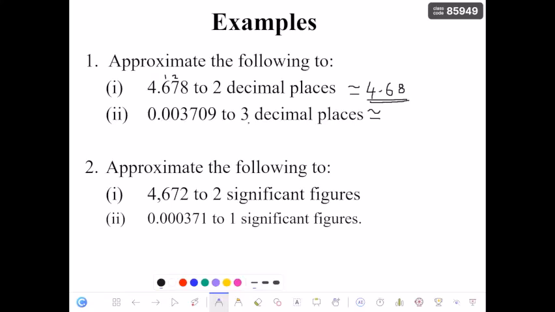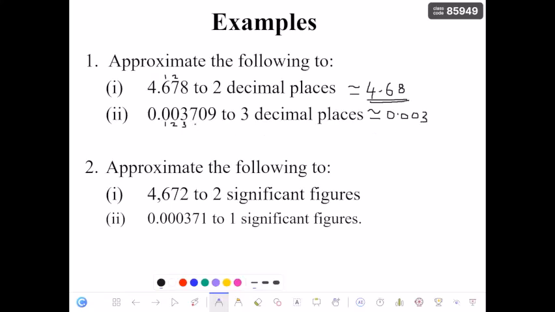If you go to number 2, they say to 3 decimal places. So after the point, we have how many numbers? We have 1, 2, 3. So number 3 is the third decimal place. So your answer is going to be 0.003. So before you conclude, look at the next.